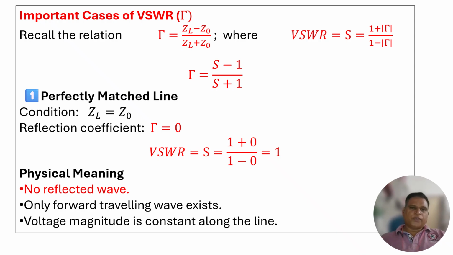Okay, this is the reflection coefficient. This is the voltage standing wave ratio. The relationship between the VSWR and the reflection coefficient is given by VSWR is equal to 1 plus the magnitude of the reflection coefficient divided by 1 minus the magnitude of the reflection coefficient. For a perfectly matched line, the condition is ZL is equal to Z0, and the VSWR is equal to 1. What is the physical meaning here? For a perfectly matched line, there is no reflected wave, only the forward traveling wave exists. Voltage magnitude is constant along the line.